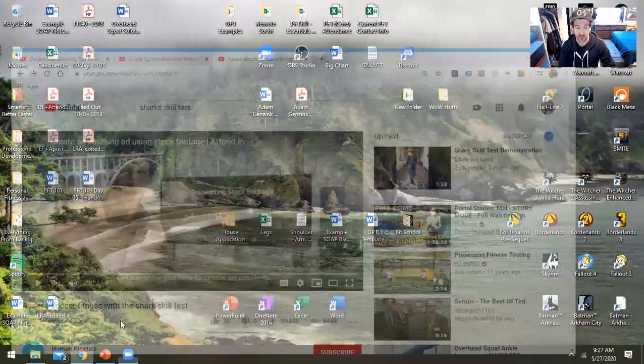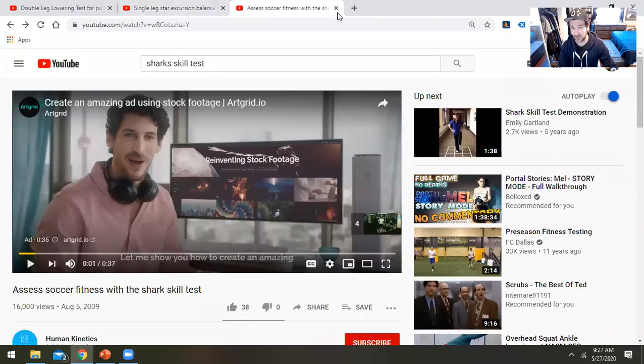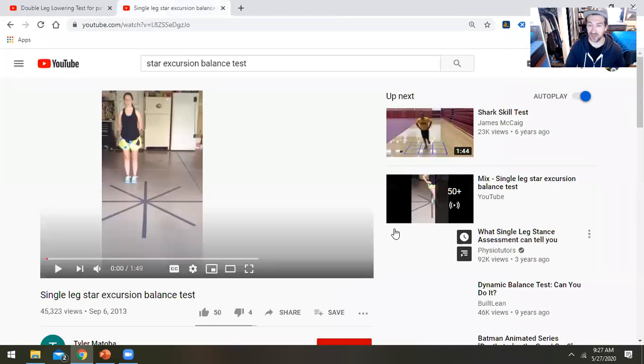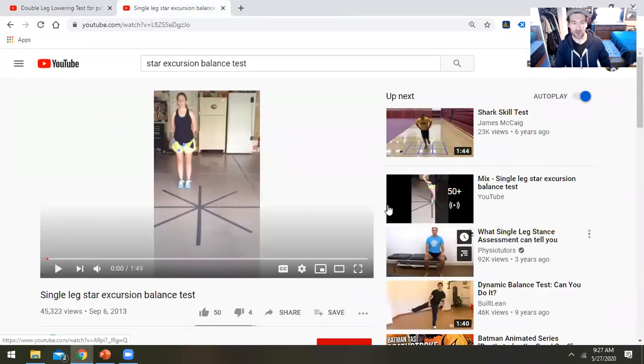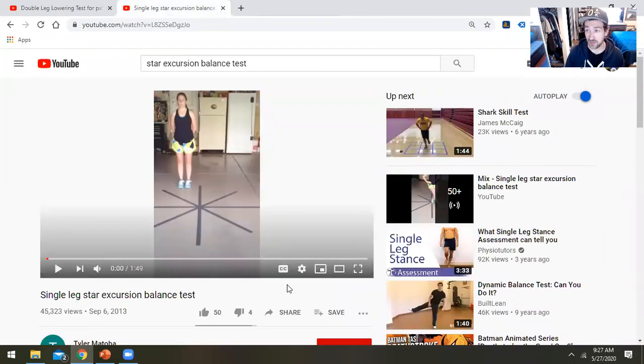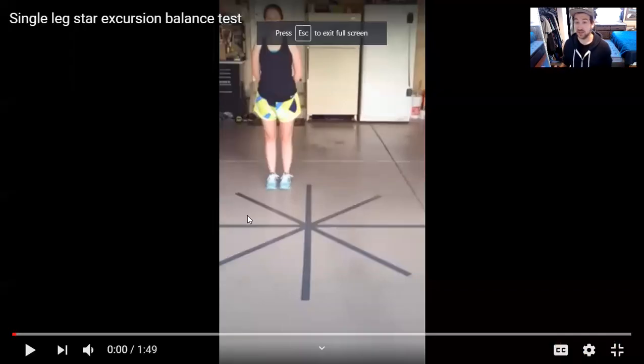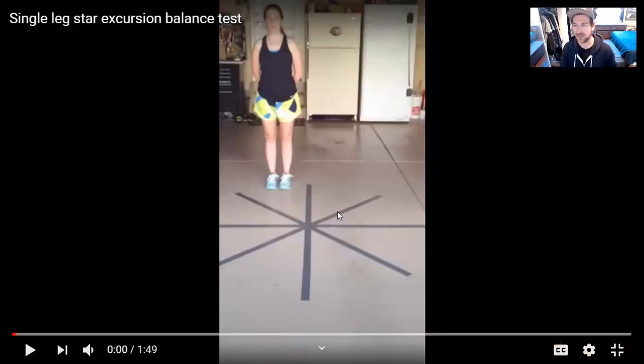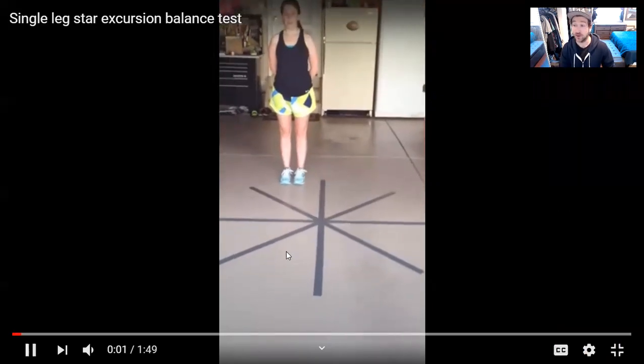Now, there are some other really cool performance assessments out there. There's another balance assessment that I want to mention. This one is called the STAR Excursion Balance Assessment. And this is a really great assessment that just tests your balance. You're going to notice a basic version here where she's going to reach out and you're going to mark how far away you can reach from your center.